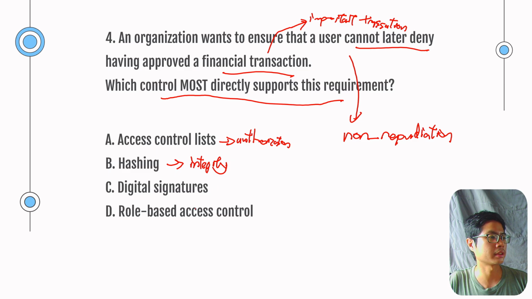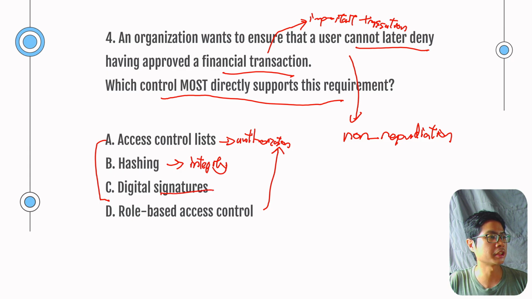Digital signatures, and finally role-based access control. So role-based access control and access control actually, it's similar. It's just role-based and so on. So it's actually also parked under authorization. And by process of elimination, we've arrived at C as our answer.